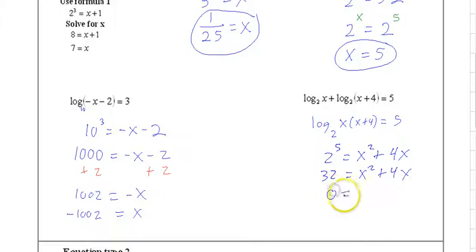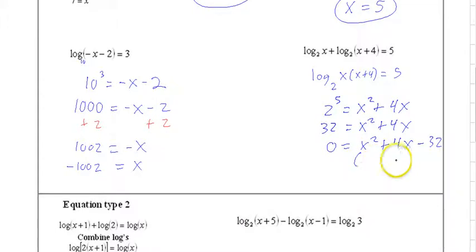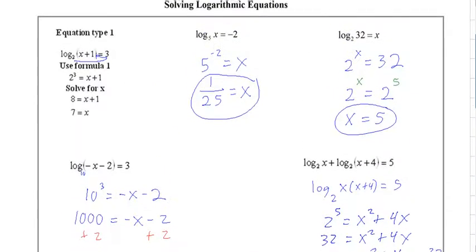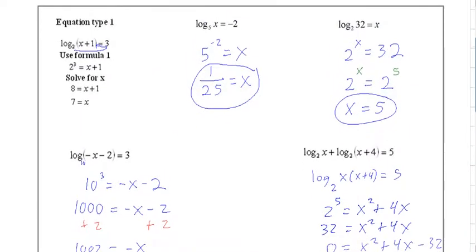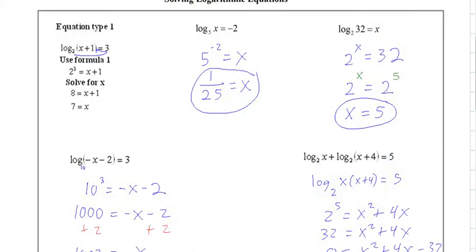Since you have an x squared, you want to set it equal to 0 and factor. So this is x plus 8, x minus 4. And then we solve it and get x equals negative 8 and x equals 4. Now we have to go back and check all of these answers to make sure that they work. Because remember, with domains of logarithms, you cannot have negatives or zeros within the logarithm. So we have to make sure that none of these give us a negative inside the logarithm.